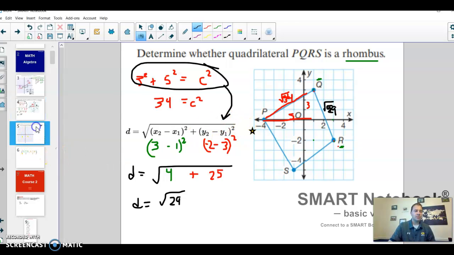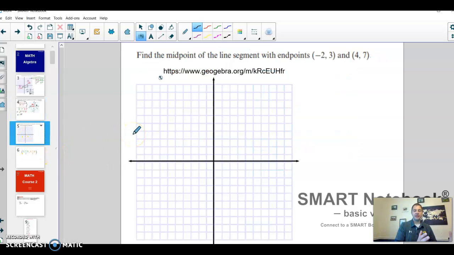Okay, let's go over to the next thing, which is the midpoint formula. We use a midpoint formula to find a midpoint, which means if I've got 2 points, in this case negative 2, 3, let's plot that on the grid, and 4, 7, there's 4, and I believe that's 7. The question is, what's the very middle point?